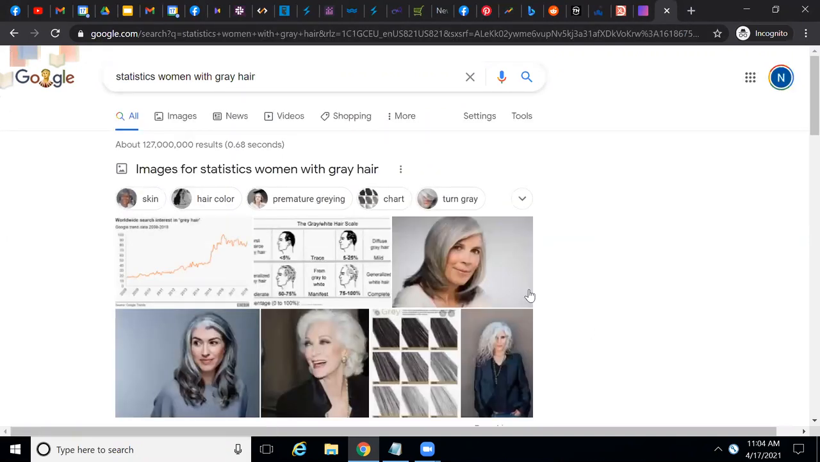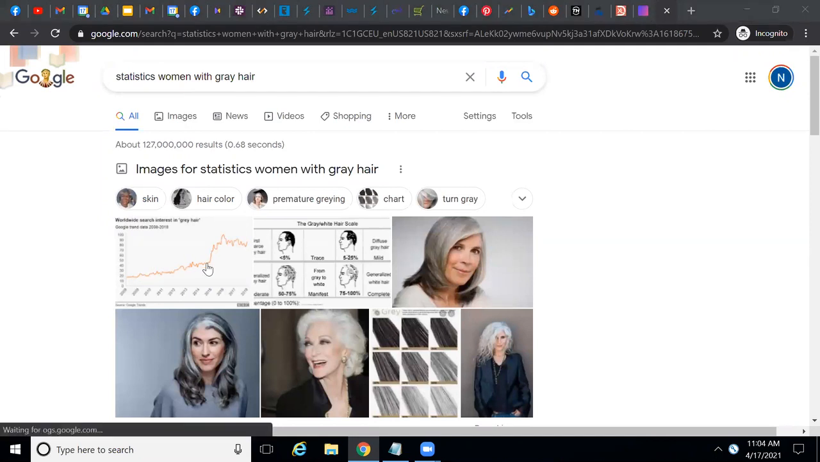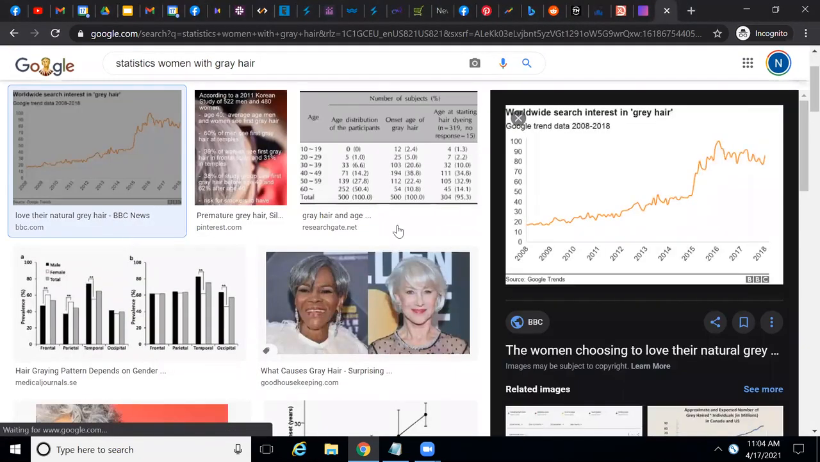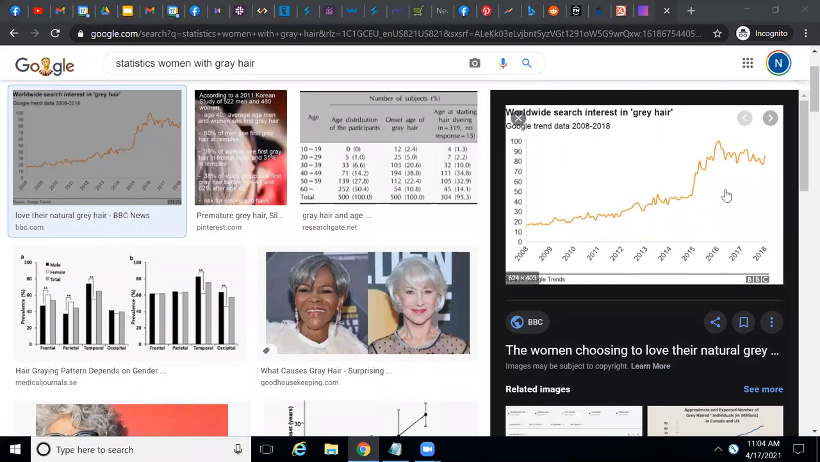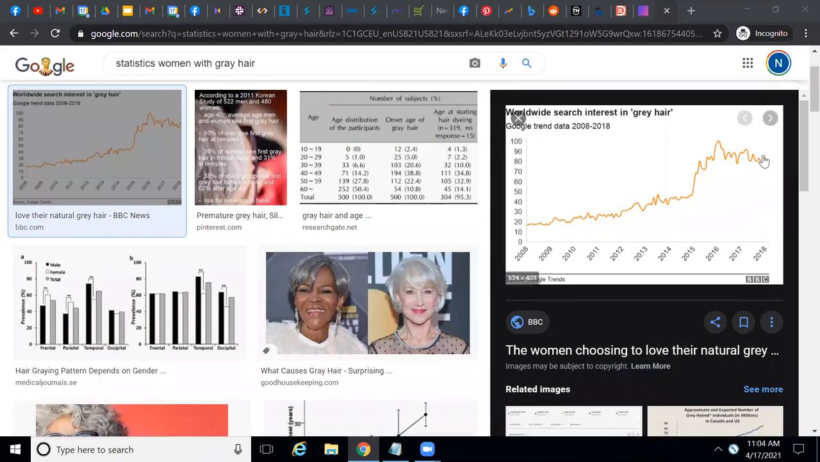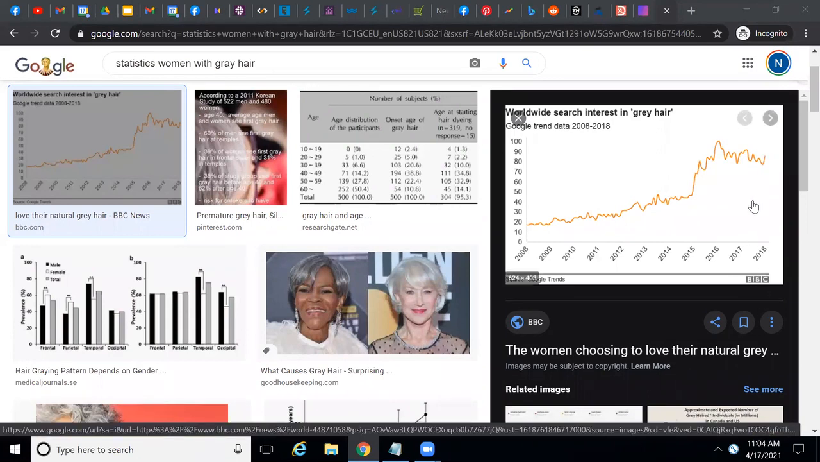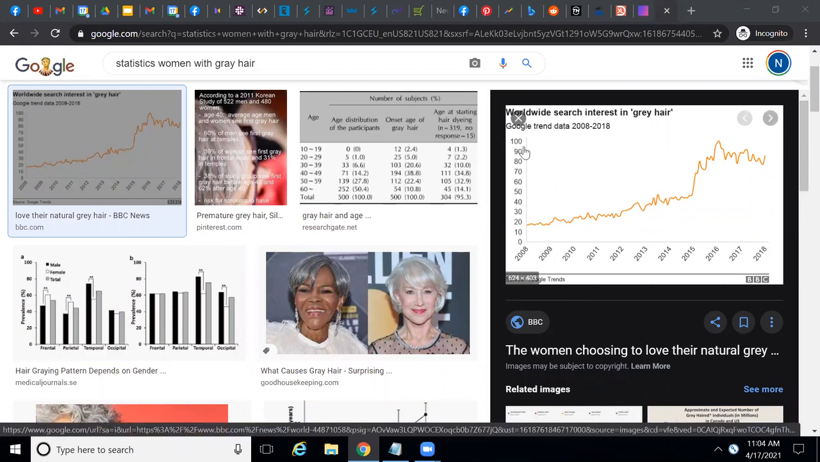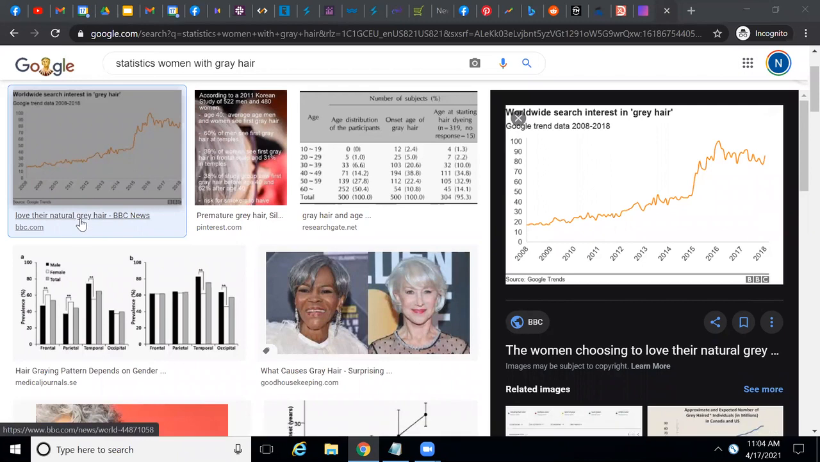All right, so let's go see if we got some statistical data around women with gray hair. So here's a diagram. Okay, so worldwide searches for gray hair. So they've got all, this is the BBC all the way up to 2018. We can see this, I'm assuming this is searches per, I don't know, I have to go to the article to see if it's searches per month or per year or whatever.